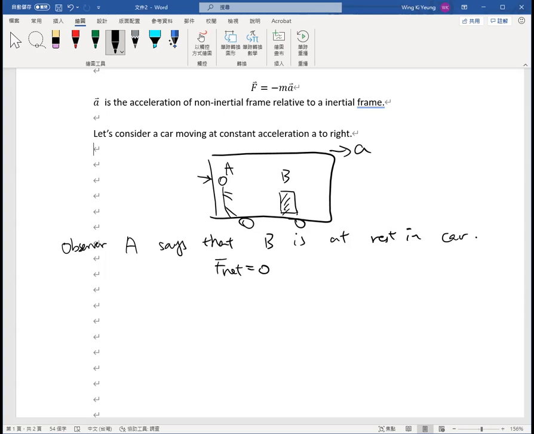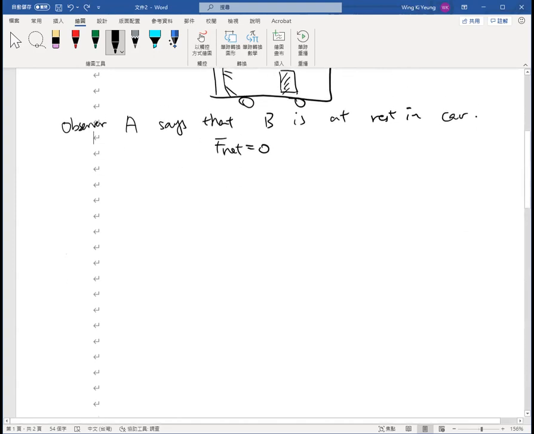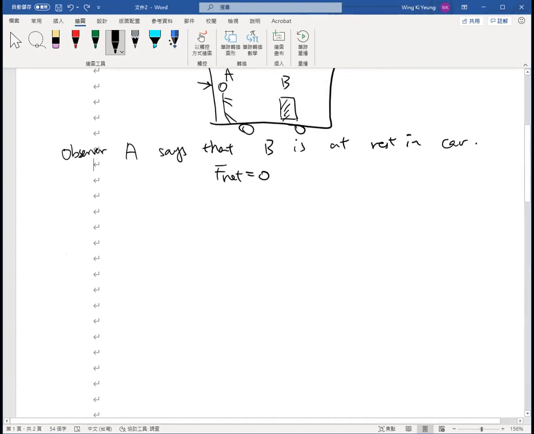So how can we resolve it? We still want what you think to be correct, because obviously you can see that B is at rest. In the reference frame of the car, we still want Newton's law of motion to be valid. So in the reference frame of the car, B is still at rest, and the net force on B is still 0. But object A should experience either the force from the back or maybe the friction.